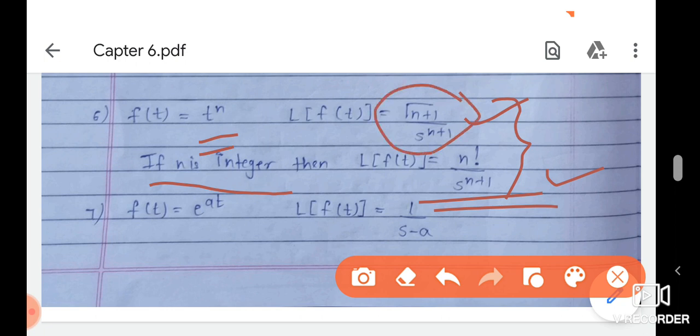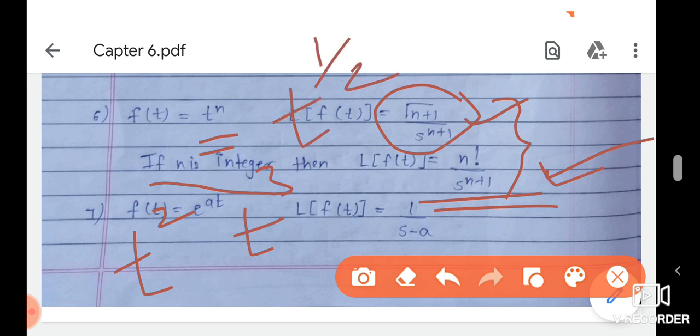Suppose you are having t square or t cube, then you can apply this formula. But if you are having t raised to 1 by 2, 3 by 2, fractional parts, so you have to use the first formula. Okay, so keep that in your mind. If your n is integer, then apply the second formula, otherwise use the first formula.